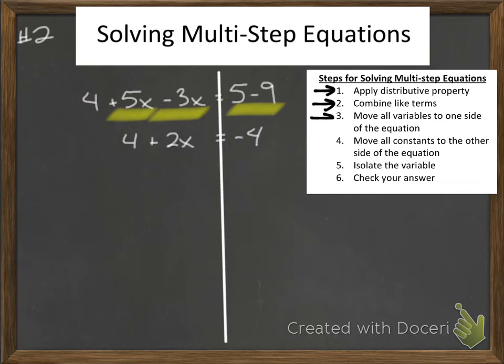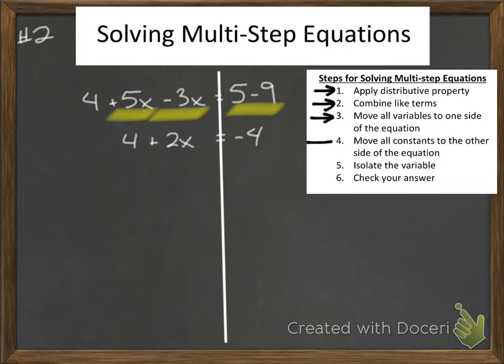Now step 3 asks us to put all variables on one side of the equation. Well, where are the variables in this equation? I only see one variable term, which is the plus 2x. So we don't have multiple terms containing a variable that we need to move around. Therefore, we don't need that step.